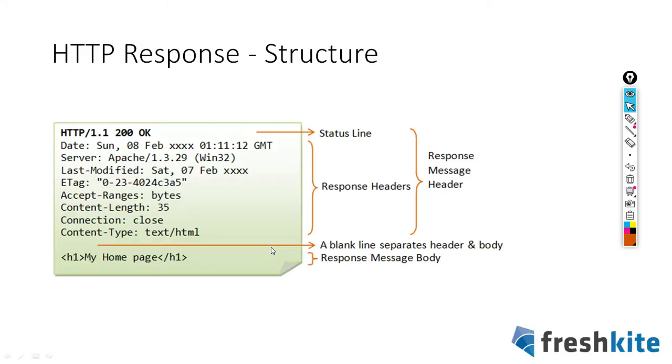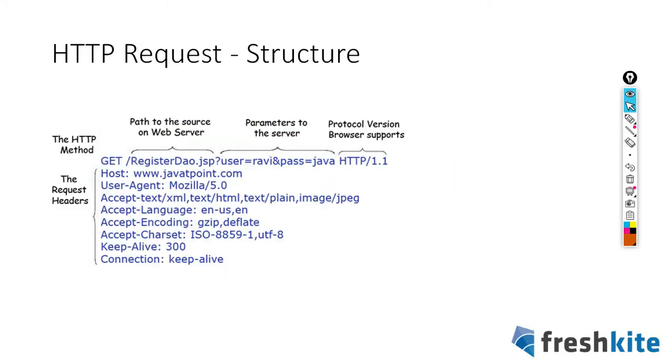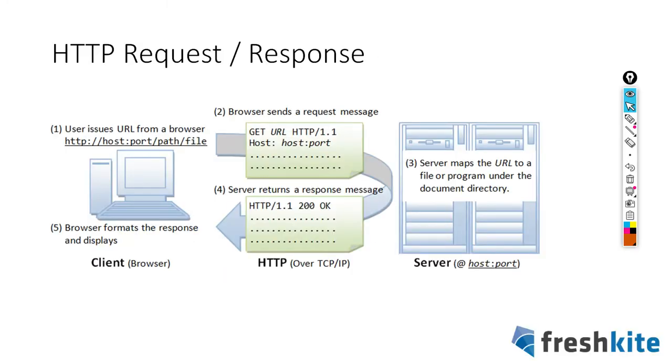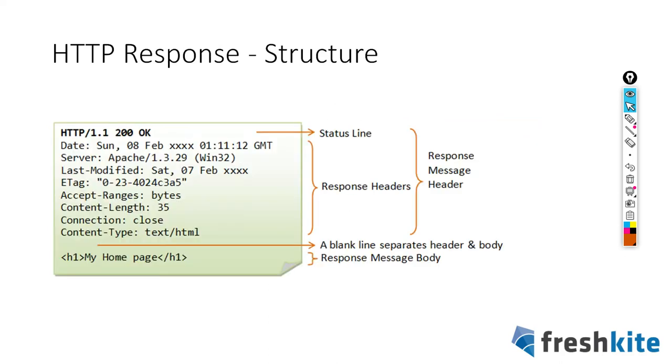Okay, now what comes in the HTTP response? This is how the HTTP request looks. What will be there in the HTTP response? The HTTP response will have the status line. It will have the version and a number which denotes the status of the HTTP response.